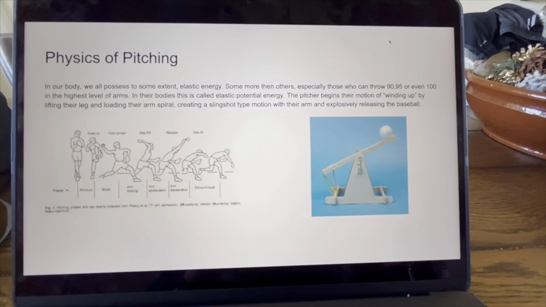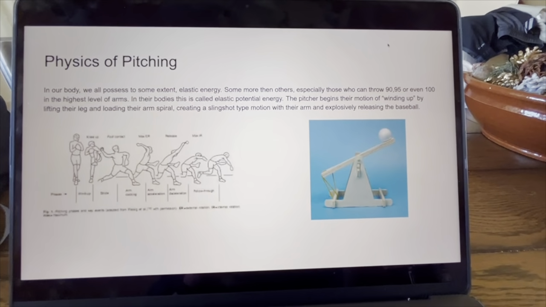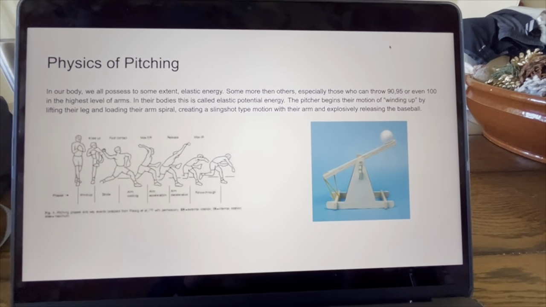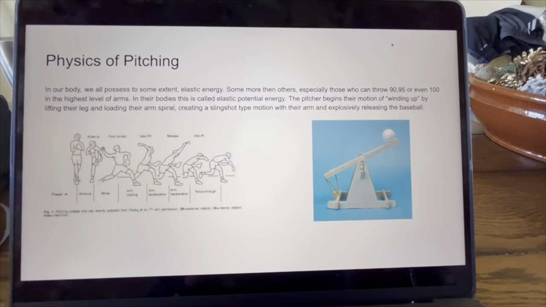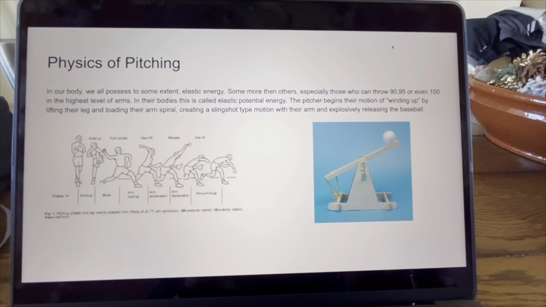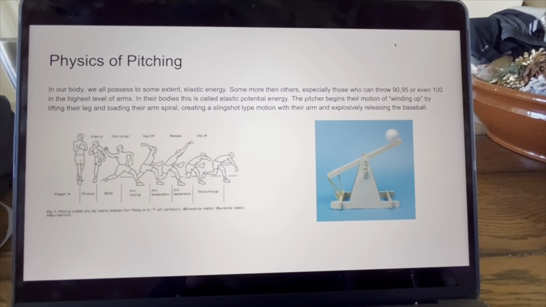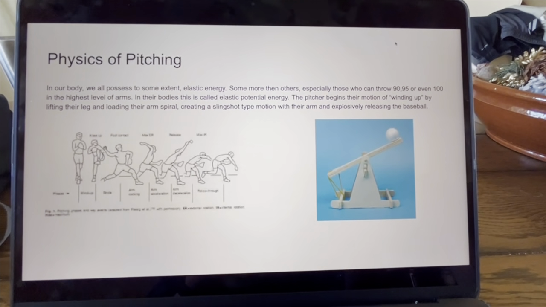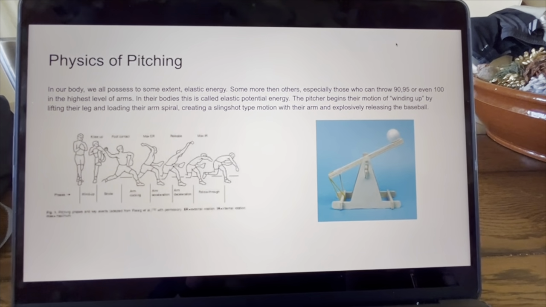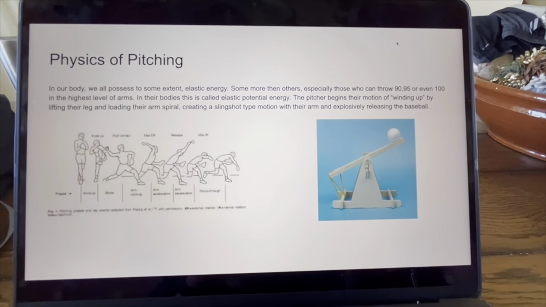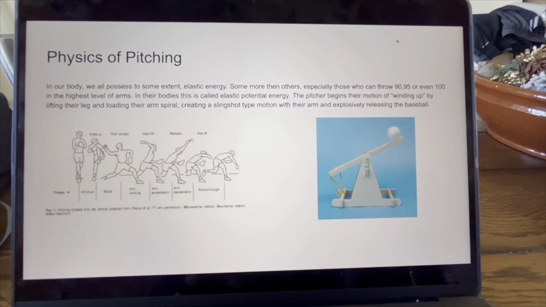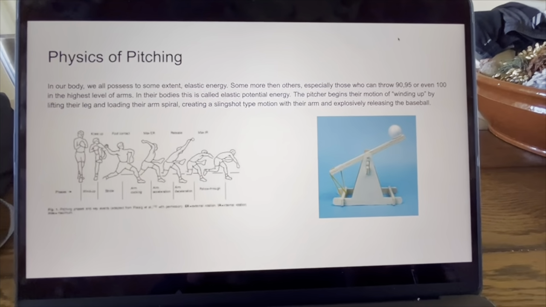Physics of pitching. In our body, we all possess, to some extent, elastic energy. Some more than others, especially those who can throw 90, 95, or even 100 at the highest levels. In their body, this is called elastic potential energy. The pitcher begins their motion of, quote-unquote, winding up by lifting their leg and loading their arm, creating a slingshot-type motion with their arm and explosively releasing the ball.